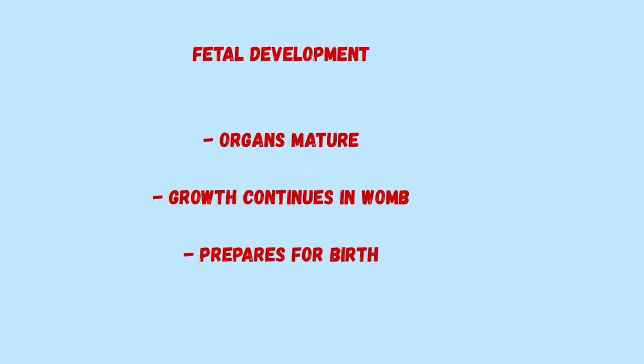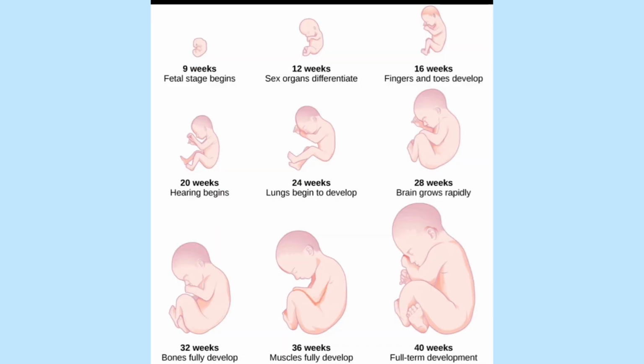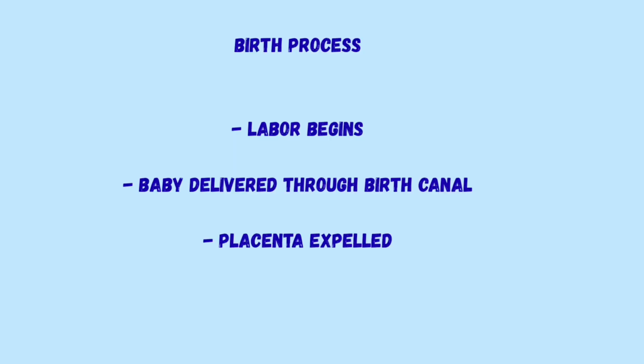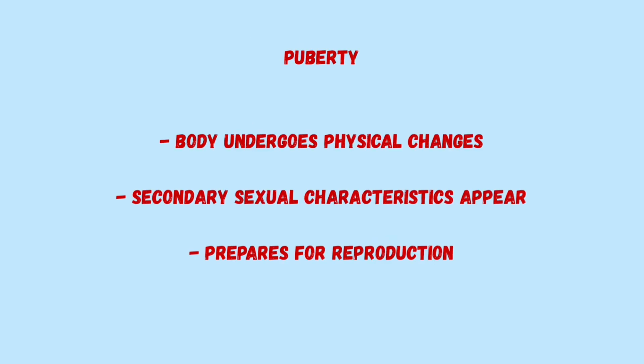Fetal development. The organs mature in this stage. Growth continues in the womb and prepares for the birth. Now we will talk about the birth process. Labor begins and the baby is delivered through the birth canal. Placenta expelled. Okay.